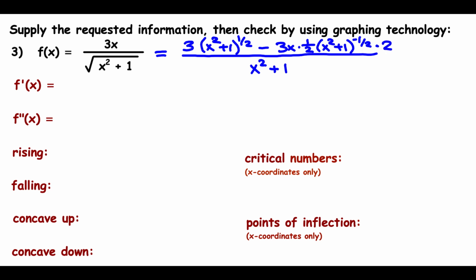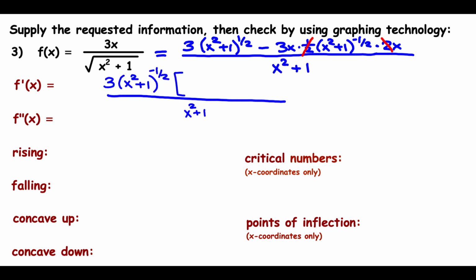All right, this is a little bit ugly. I was sort of afraid of that. We can lightly cancel the 1/2 and the 2, so that helps. And we can factor a little bit, so I'm going to continue to simplify this. I can factor out a 3, and I can also factor out an x squared plus 1 to the negative half power. When I do that, I'm going to simply be left with x squared plus 1 right here.